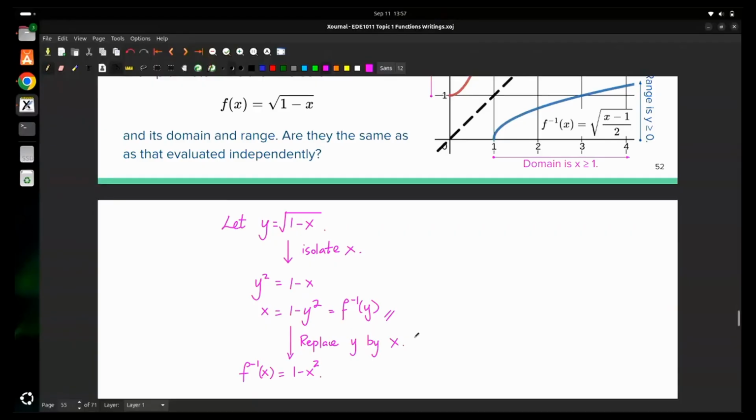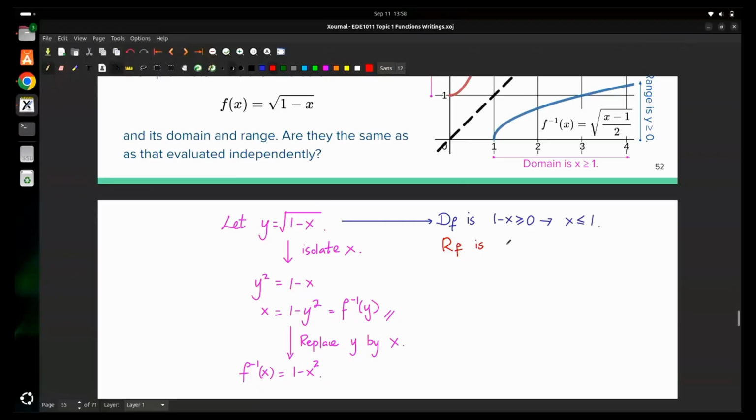So let's look at the domain and range. For the original function f, what's the domain of f? It is root of 1 minus x, which means that 1 minus x must be more than or equal to 0. So x must be less than or equal to 1. That's the domain for f. It cannot be more than 1, or else you get a negative argument, and the root cannot work.